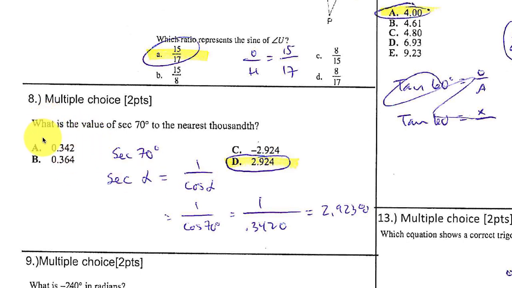Question number 8 says, what is the value of secant of 70 degrees to the nearest thousandth? Secant is not on your calculator, so you're going to have to do a secant of 70 degrees. Well, what I did is I wrote that above secant of alpha. And then here you have the reciprocal identity. Secant of alpha equals 1/cosine of alpha, and then alpha is 70 degrees, so I put into my calculator cosine of 70, and I get this decimal, and you can do 1 divided by 0.3420. And that gives you 2.9238, which is the letter D, your correct answer.